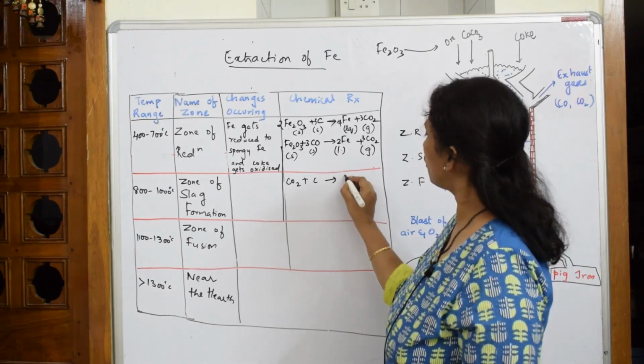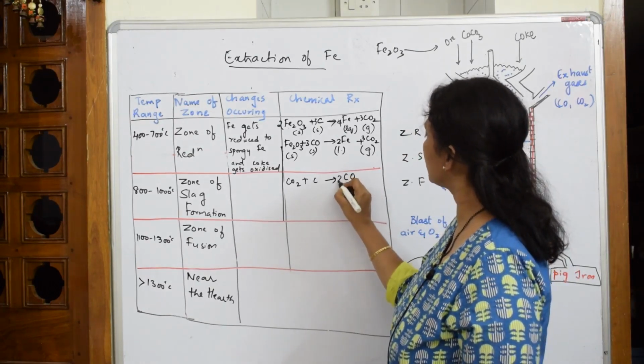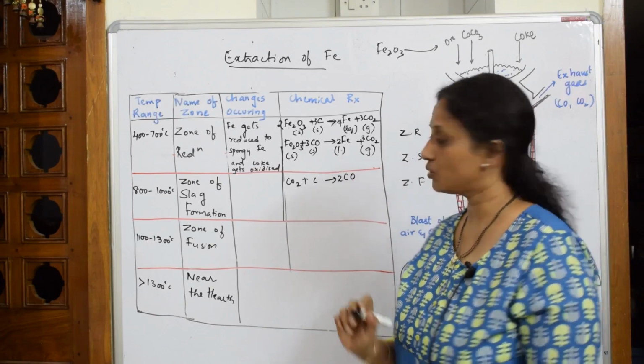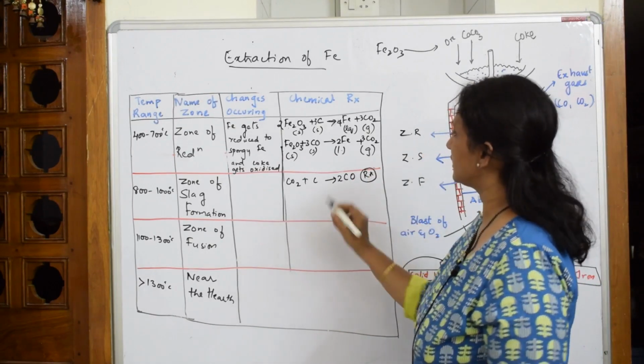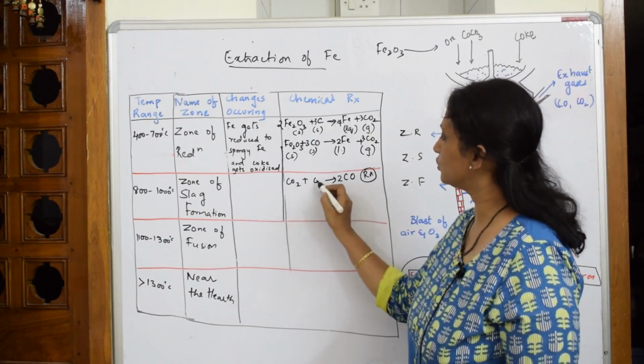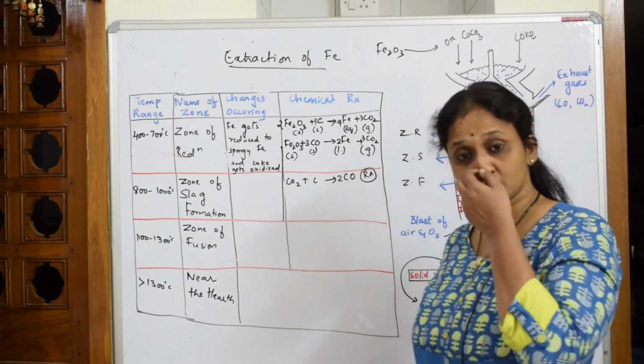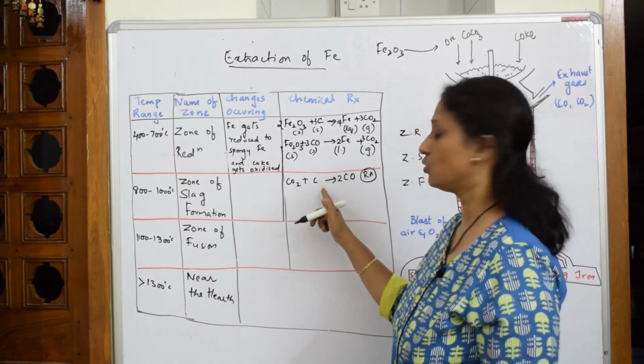So it's going to form carbon monoxide too. Very important. This carbon monoxide is acting as a reducing agent. Let us see whether it is balanced. 2 carbon, 2 carbon, oxygen 2. This is the most important reaction of the whole furnace.